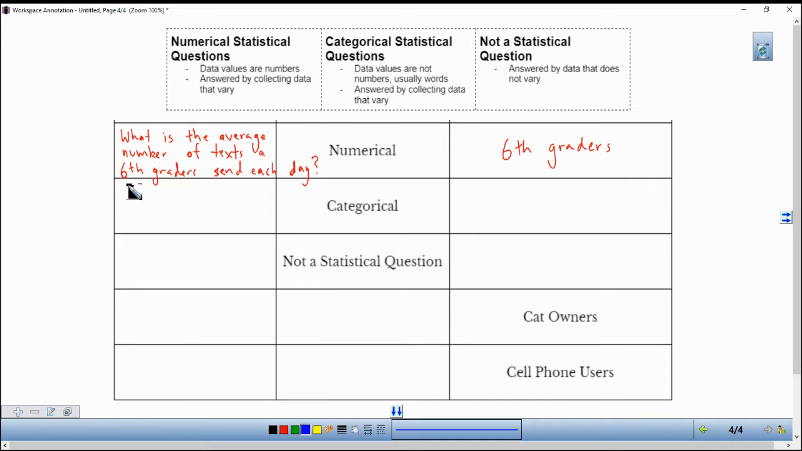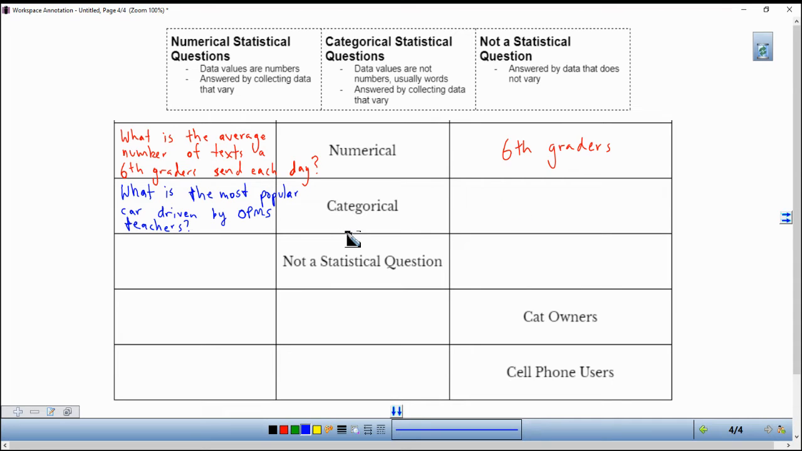All right, let's see if we can write a categorical question. This is one where you have words. What is the most popular car driven by OPMS teachers? What is the most popular car driven by Orchard Park Middle School teachers?